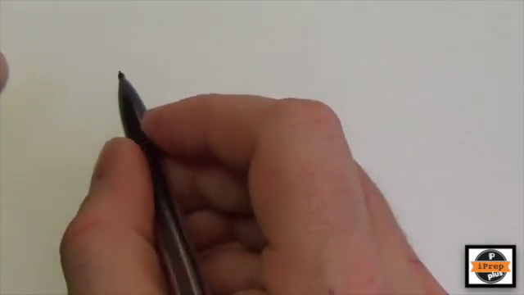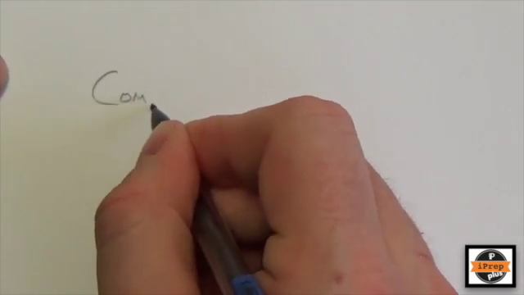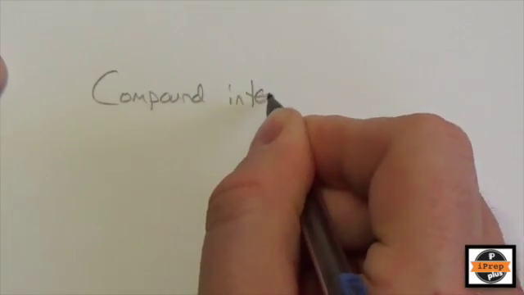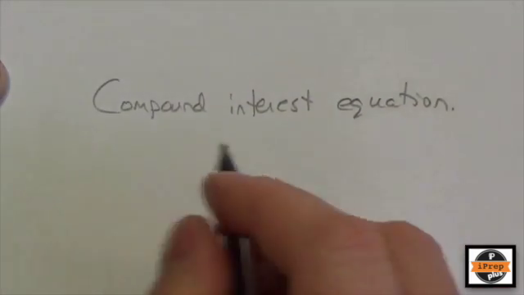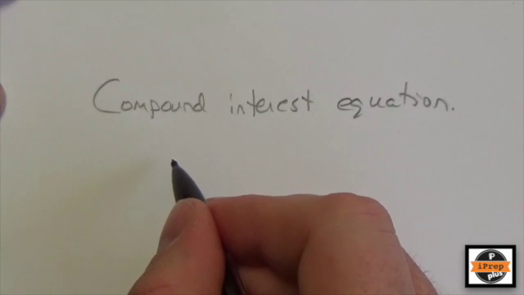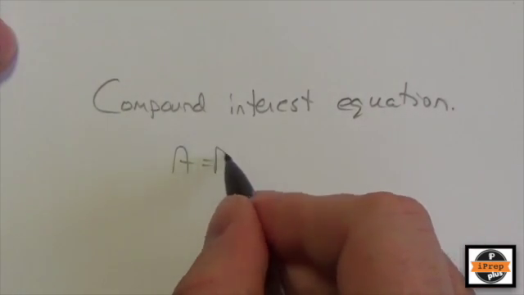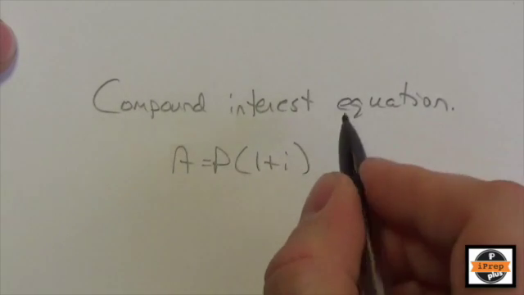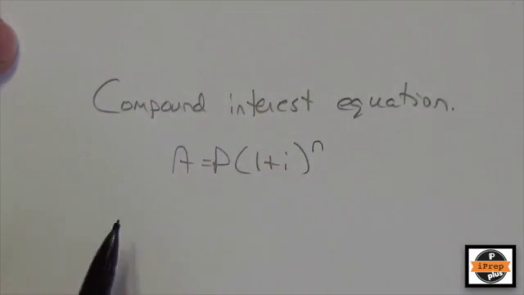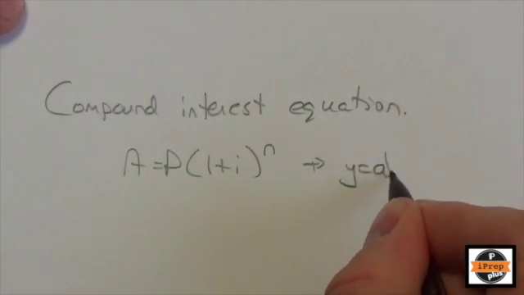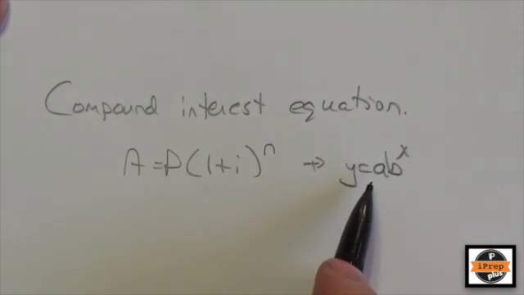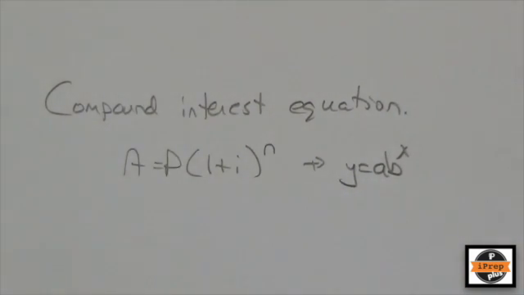I'm going to come right down here, and we're going to talk about the function that makes the most sense here. This typically is asking us to use the compound interest equation. And so this is going to look like this: A equals P times 1 plus i to the n. For all intents and purposes though, this is y equals ab to the x. This is still just an exponential function, which is why I said what I said to begin with.